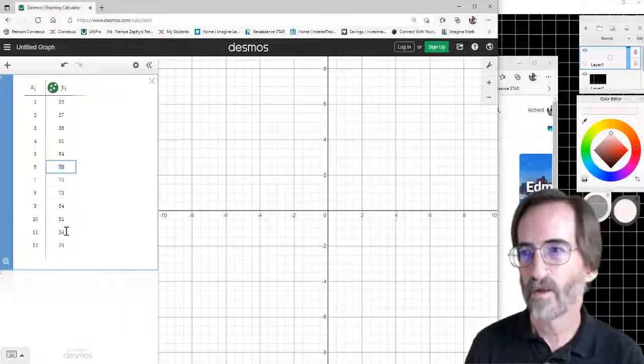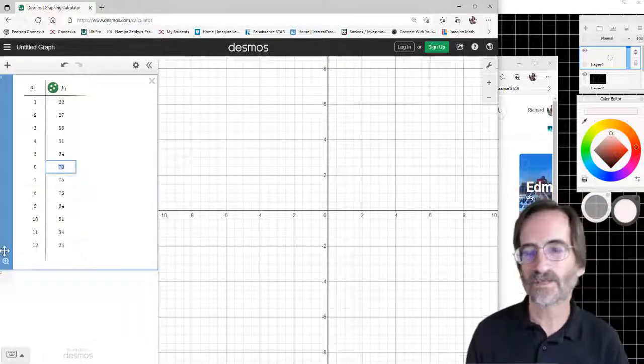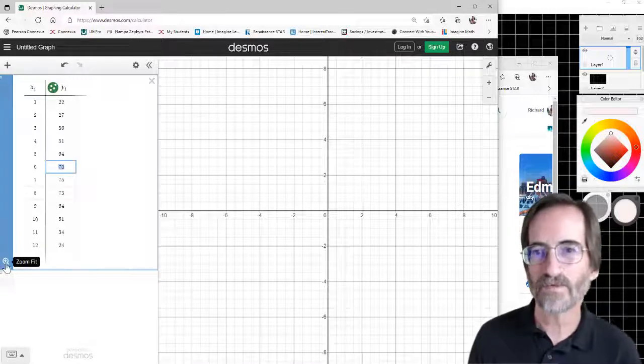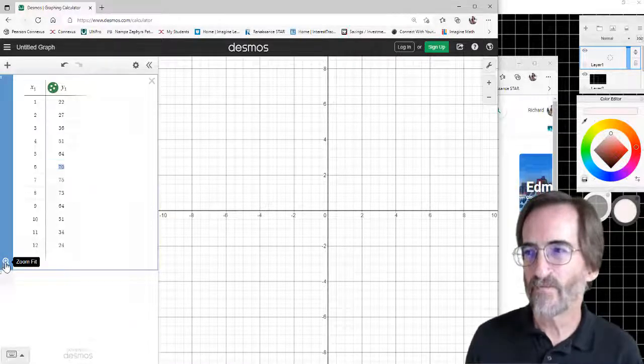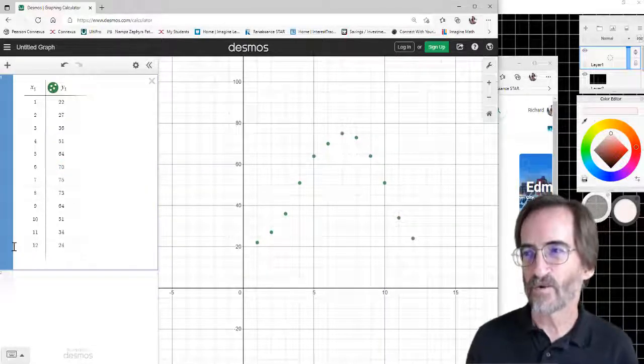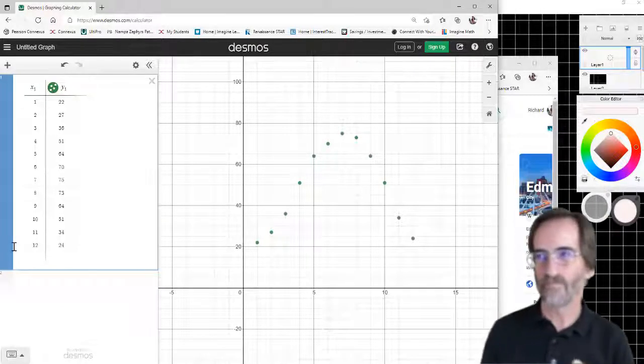Okay. All right. And one really cool thing here, if you look in Desmos and down here on the bottom left, there's a little magnifying glass with a plus sign. It's zoom to fit. So you can automatically zoom your graph to fit. All right. So we have a nice little peak in the middle of the year.